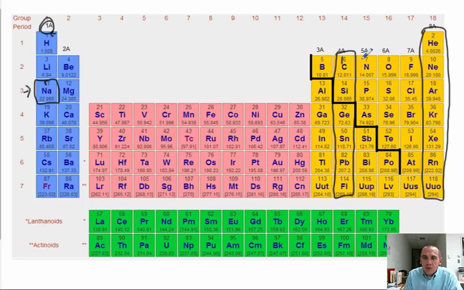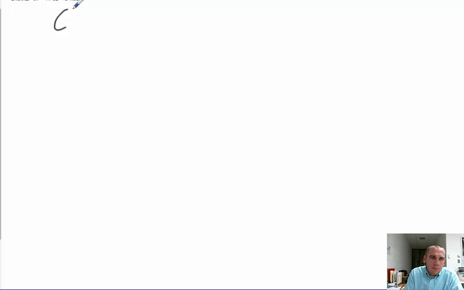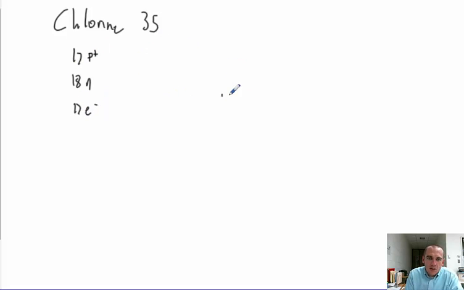But these next 3, like let's take a look at chlorine. Chlorine is element number 17. We'll look at chlorine 35. Okay? So if we draw a chlorine 35 atom, it's got 17 protons, 18 neutrons, and because protons and electrons balance, it has 17 electrons. So 17 protons, 18 neutrons in the nucleus.